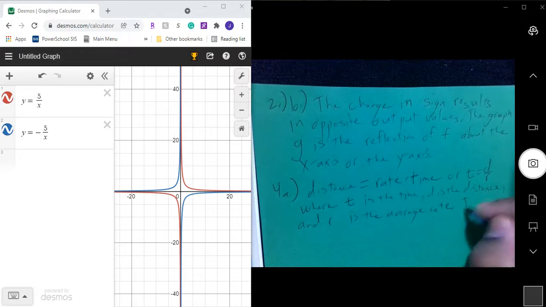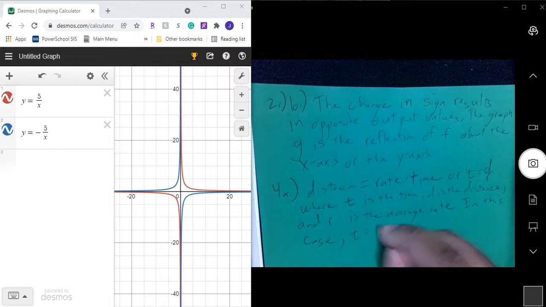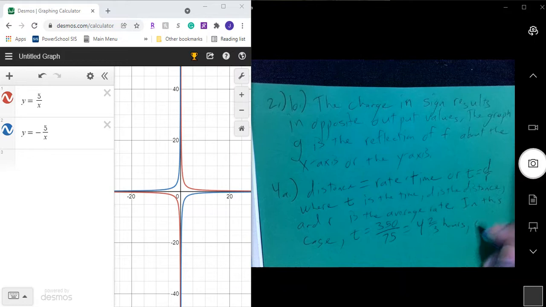So in this case, t is equal to 350 over 75, which would give us 4 2/3 hours. Okay, or this could be broken down to 4 hours and 40 minutes.